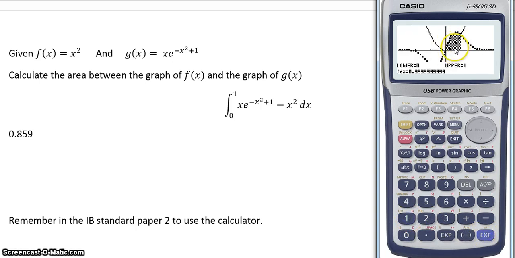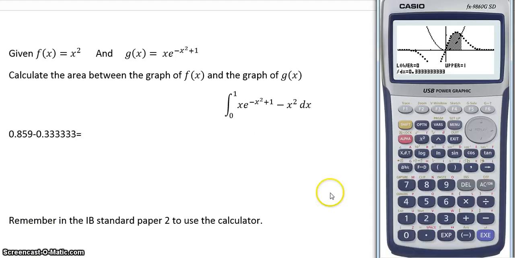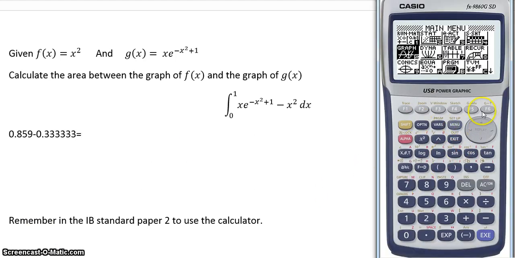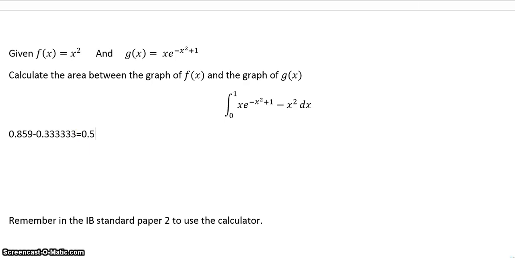The area we are calculating now is this one, which is 1/3, which is 0.33333. So we're going to subtract this number, 0.33333, and we have our answer. Let's do that in the menu for calculations, and we are done. 0.859 minus 0.33333. Now you have it. 0.526 is going to be our answer, equals 0.526.